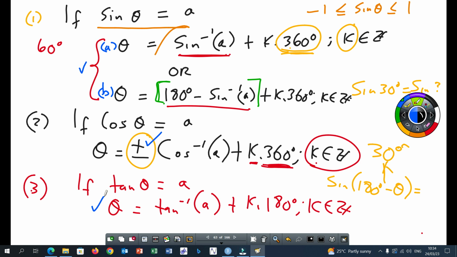Any question which will ask you to determine the general solution of any trigonometric equation, this is what you need to remember. I need to emphasize that this is called the reference angle. That's the angle you get from your calculator when you press shift cos, shift tan, shift sine.